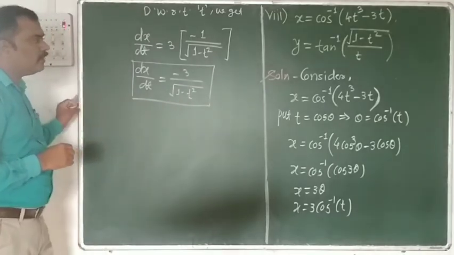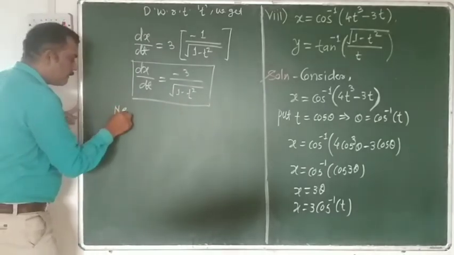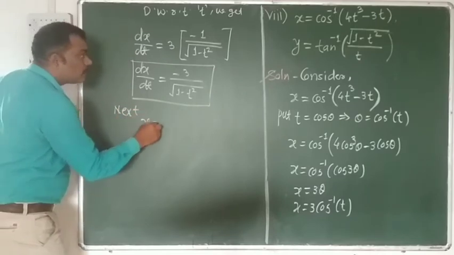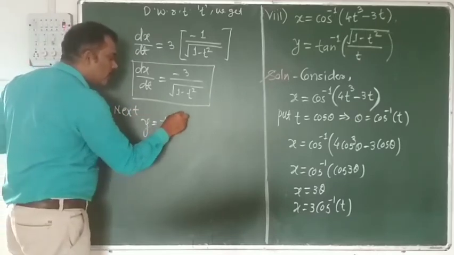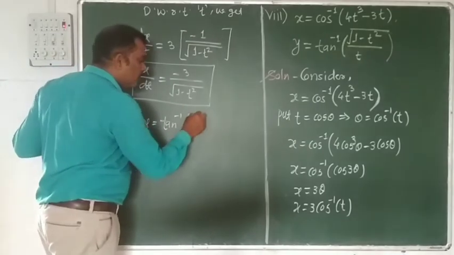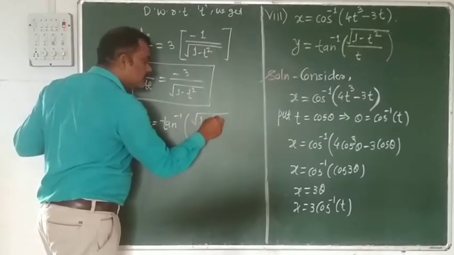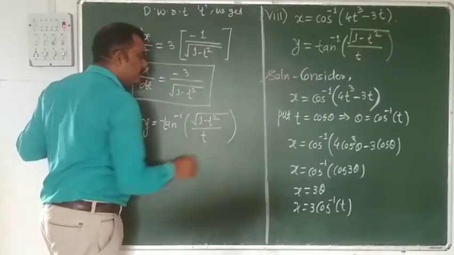Similarly, we have to find the value of dy by dt. Next, y is equal to tan inverse of square root of 1 minus t square divided by t.